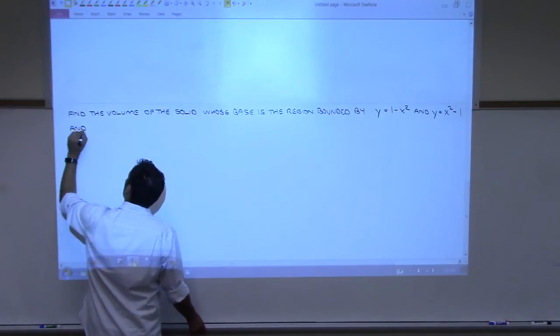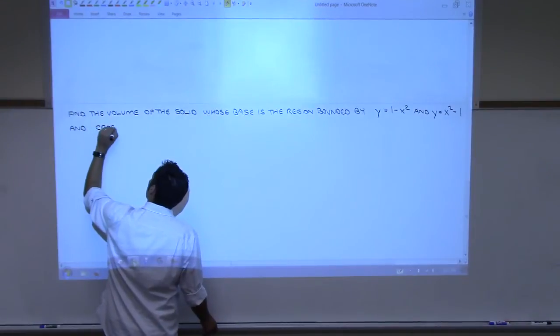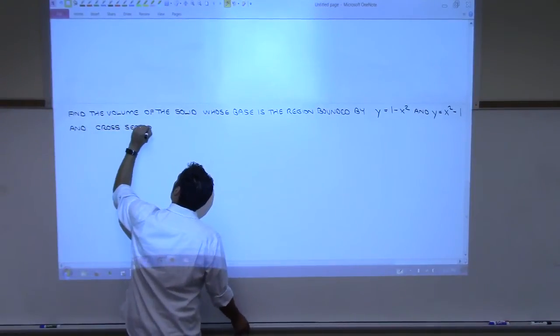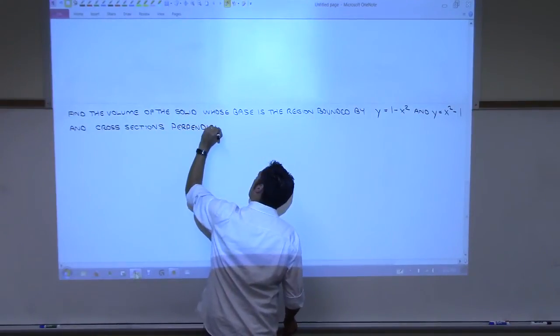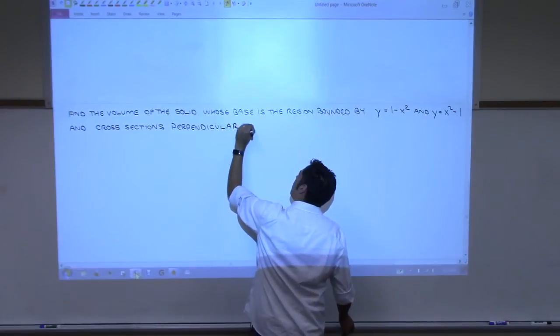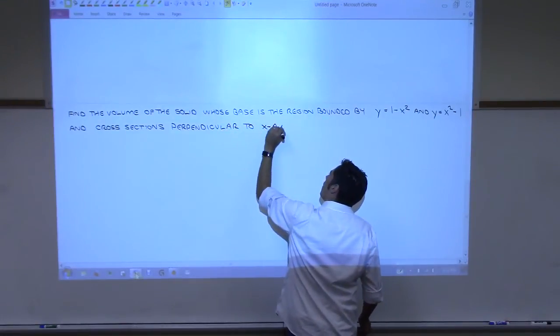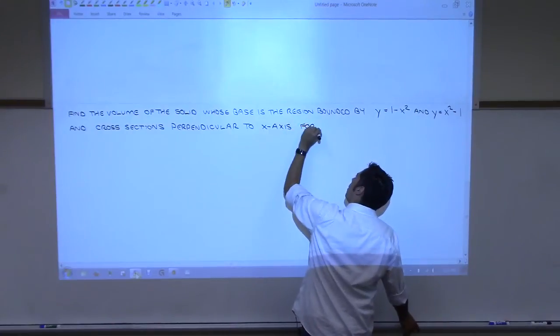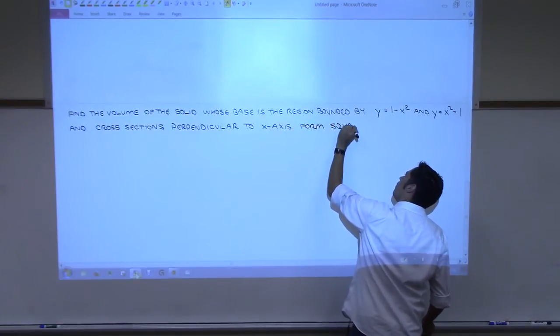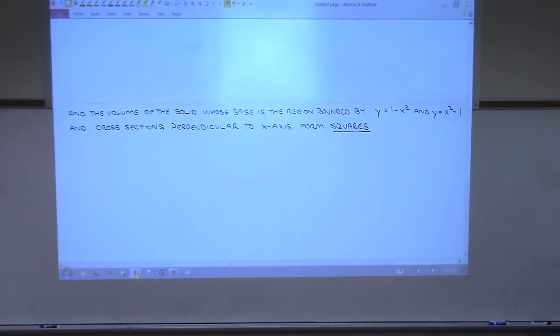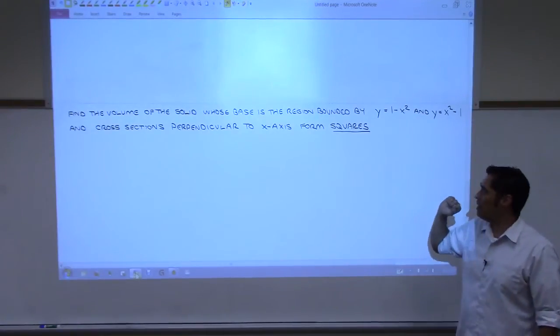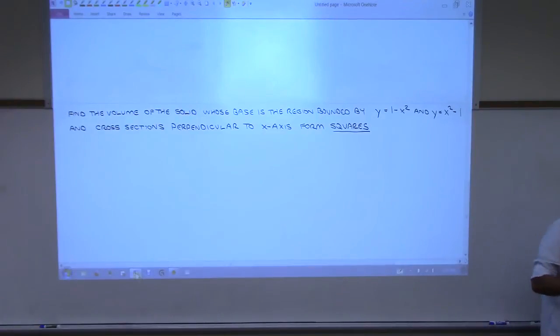And cross sections perpendicular to the x-axis form squares. So this right here, what I'm going to underline, squares, that could change in the problem. We could change that to semicircles, circles, or equilateral triangles. There's a lot of different things it can be. For this particular example, it's going to be squares.